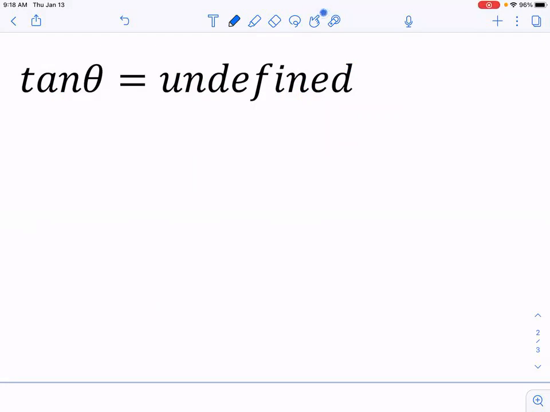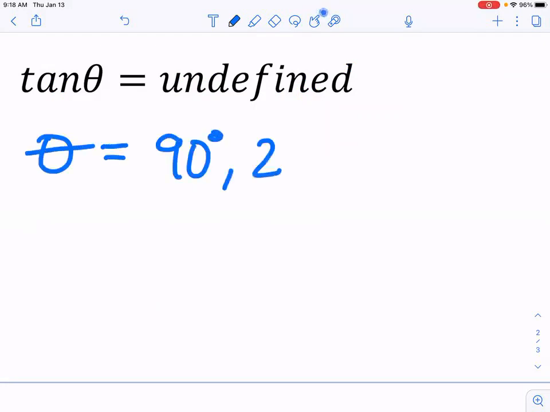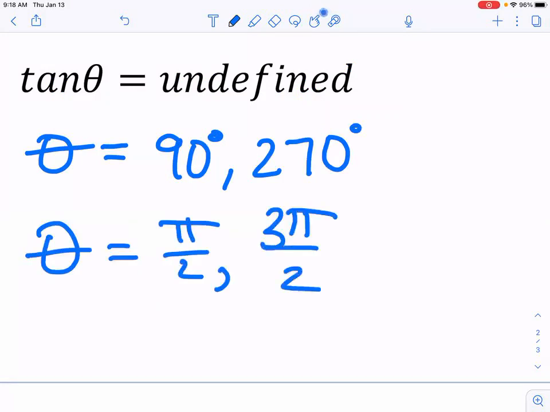Jalen, what did your pod discuss? At 90 degrees and 270 degrees, the x coordinate is 0. So when we take y divided by x, we are undefined. So pi over 2 and 3 pi over 2 would be the radian measurements. Do we agree with Jalen's group?